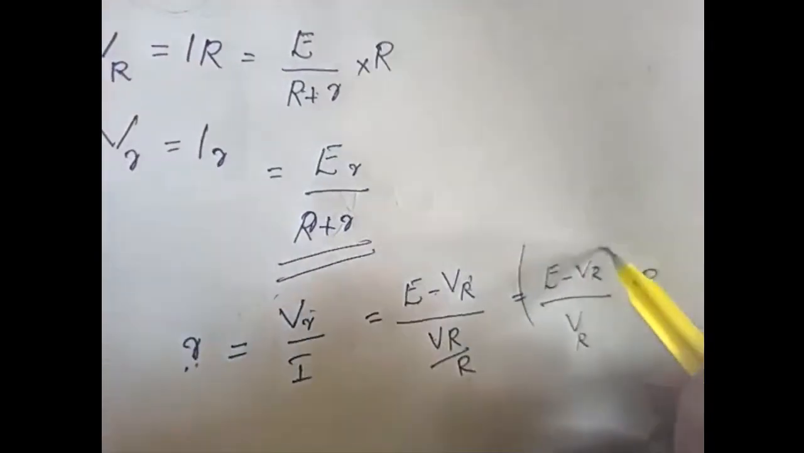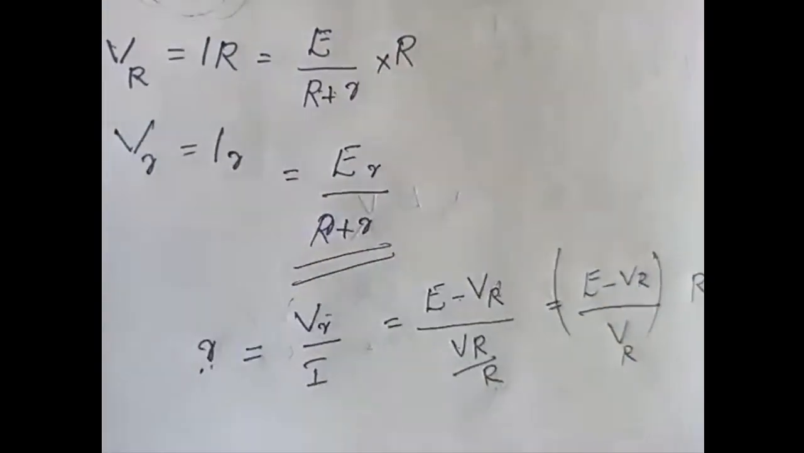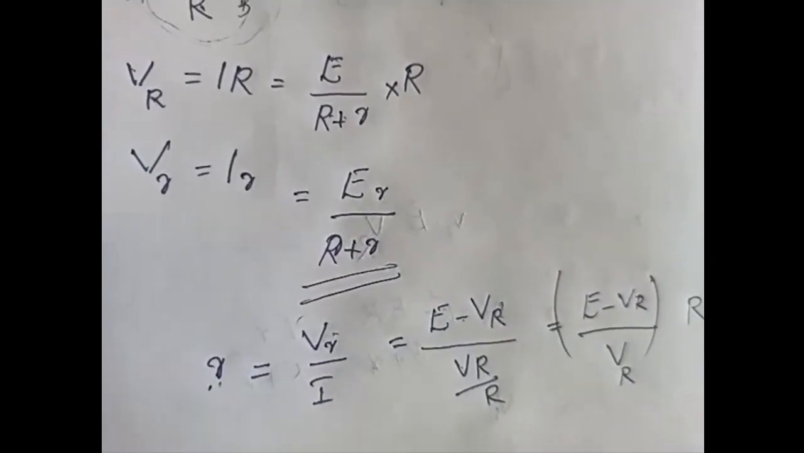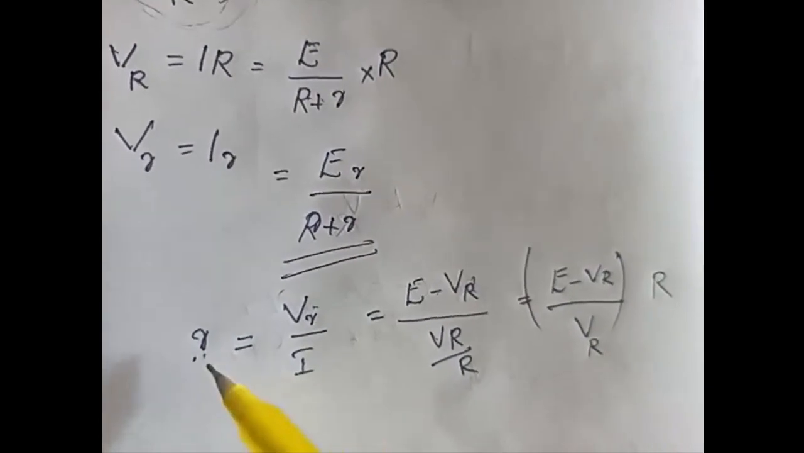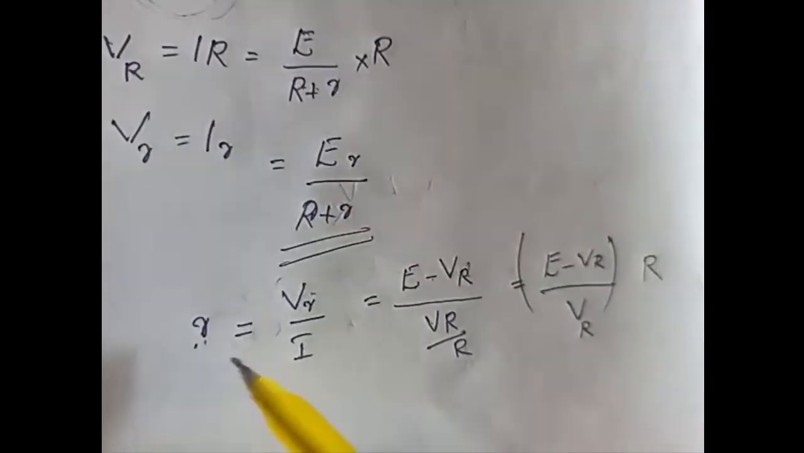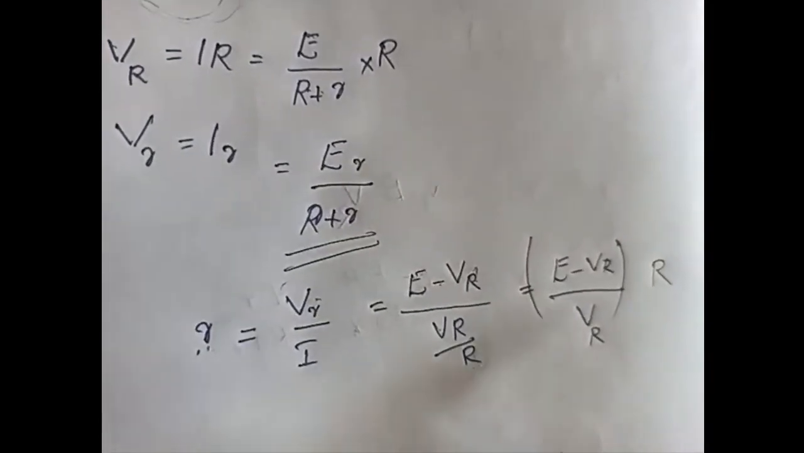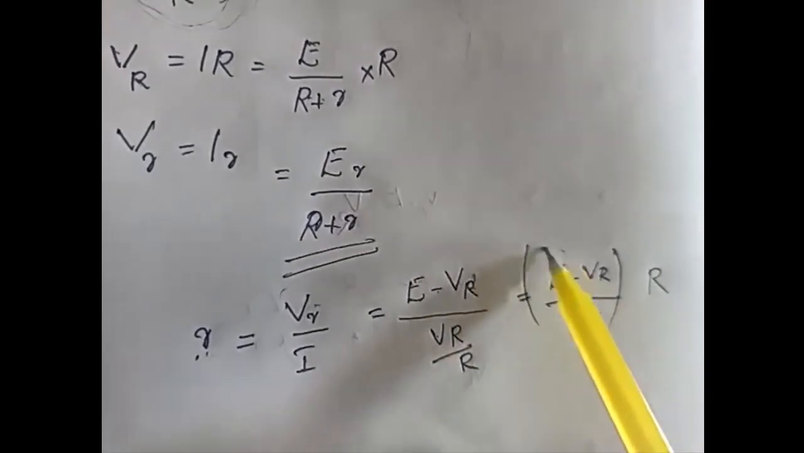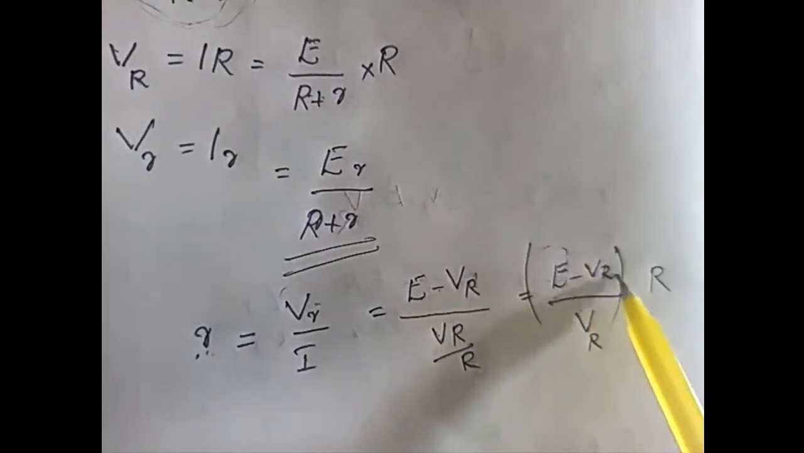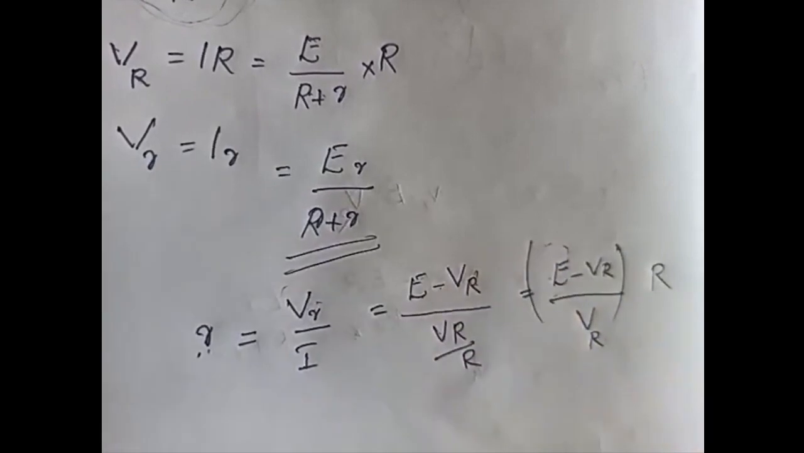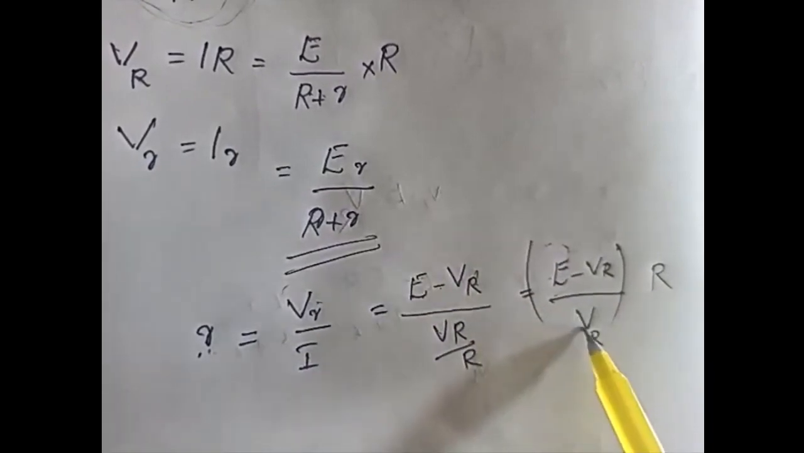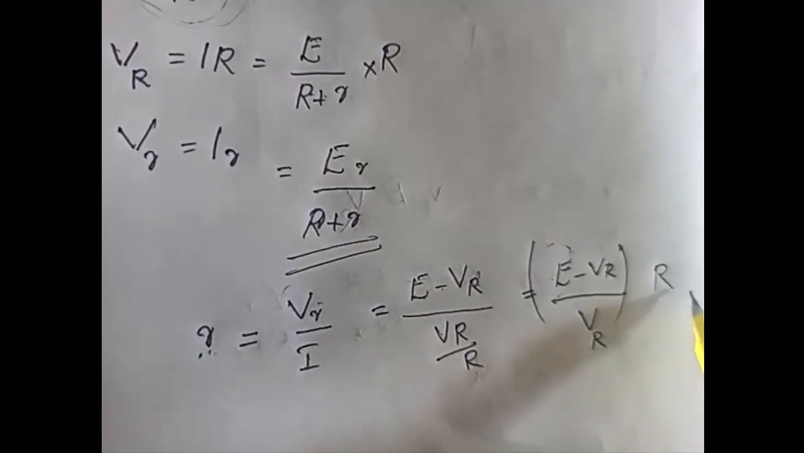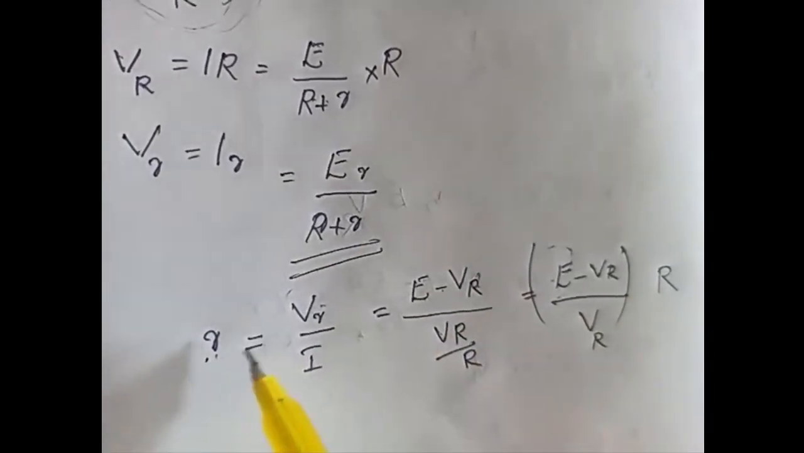Don't forget this equation. You will be needing this equation for your practical, that is the potentiometer experiment, finding out the internal resistance of a cell using the potentiometer apparatus. So the EMF of the cell minus the potential drop at the resistance, divided by the potential drop at the load resistance, into that load resistance will give you the total internal resistance of a cell.